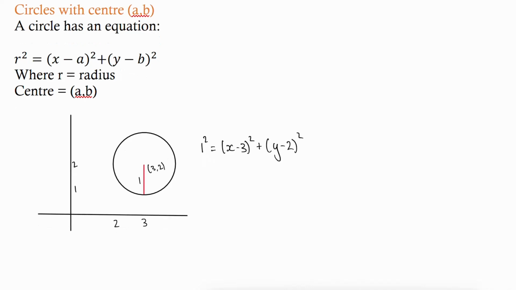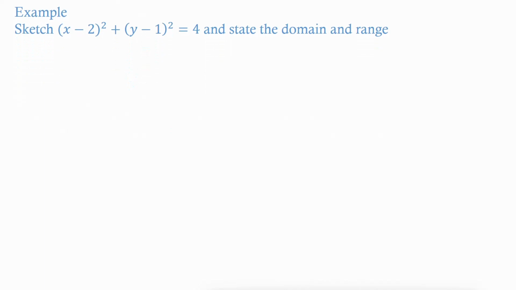Here's our first example. We have some sort of circle. You need to sketch it and then state the domain and range. The first thing I want to find is my radius. That's going to be the square root of 4, because that's our constant over here. So that gets me 2.